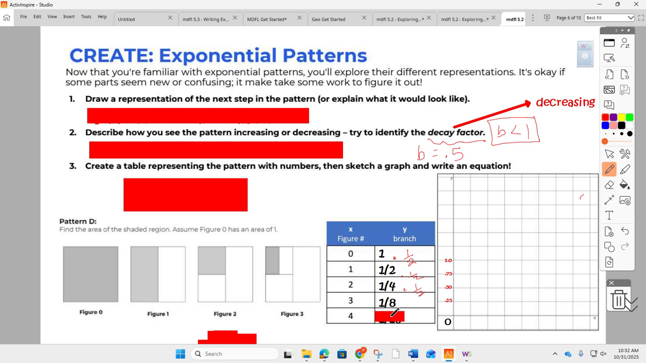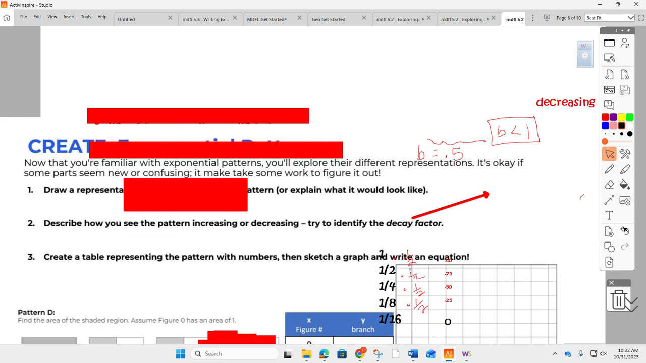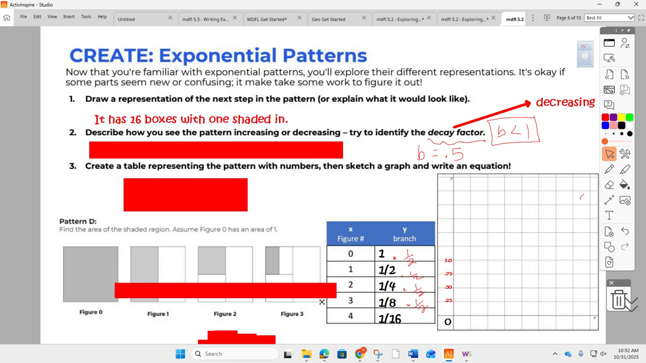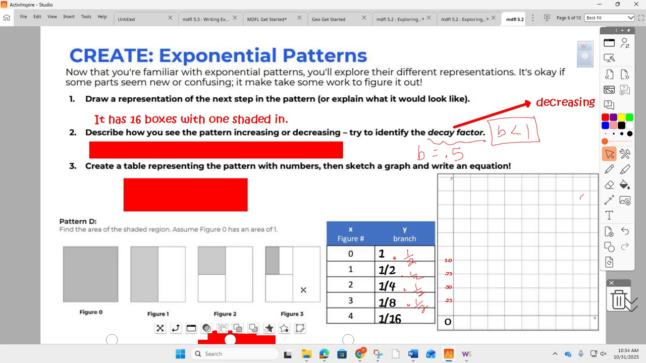What portion of the whole box is going to be shaded in figure 4 if we were to draw it? Well, we're going to take that 1/8 and multiply by 1/2. So top times top is 1. 8 times 2, bottom times bottom is 16. So 1/16 of that box. So we would split this one in half, right? So that would be figure 4. You don't have to draw it, but we should know that it has 16 boxes with 1 shaded in. Or just split in half like that.